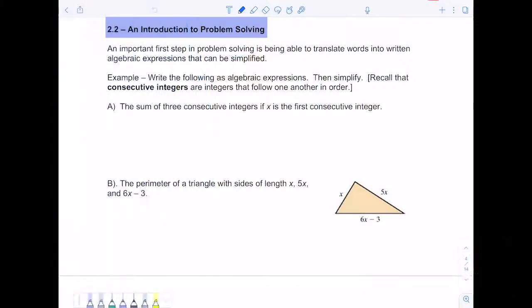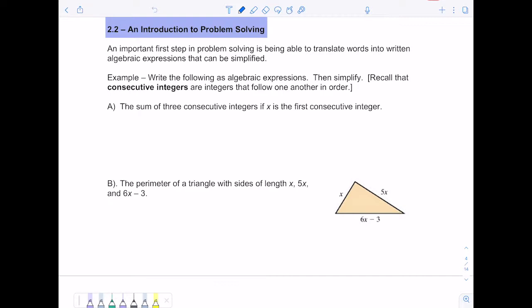Hi, everyone, and welcome to the 2.2 lesson, which is an introduction to problem solving. In the last section, we looked at solving linear equations in one variable. So in these next two sections, we're going to look at applications of linear equations, specifically looking at word problems and how we can create equations to solve those problems.